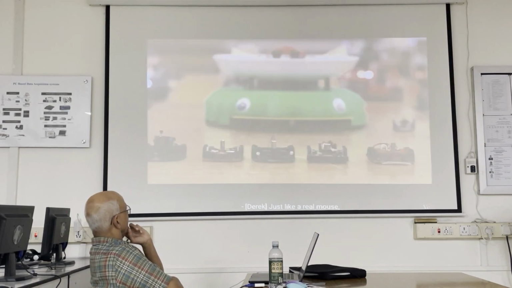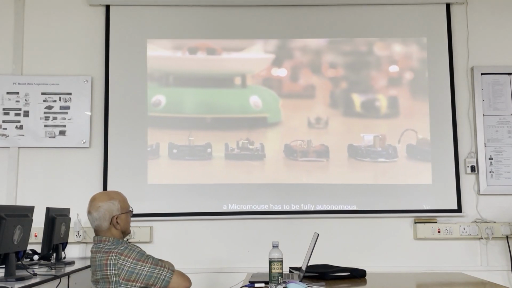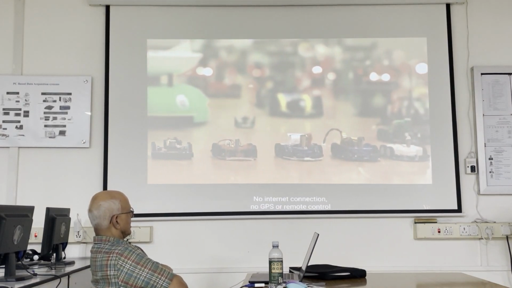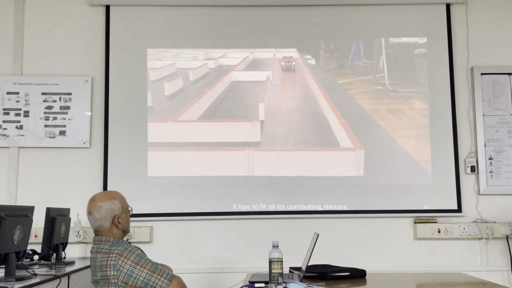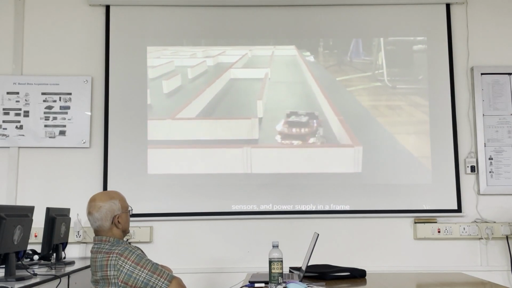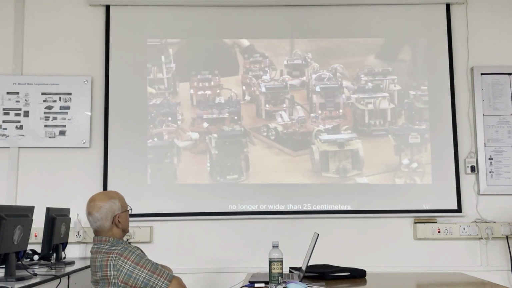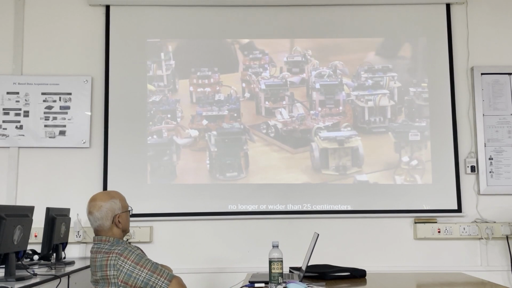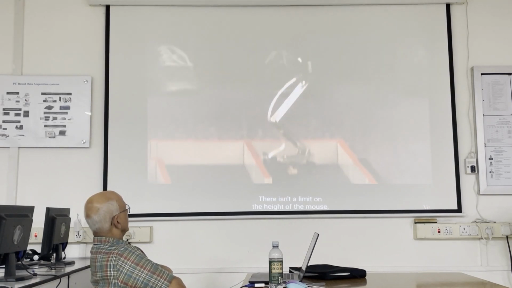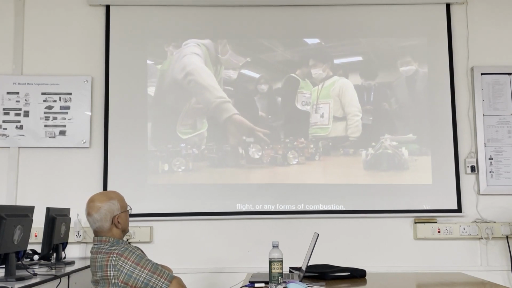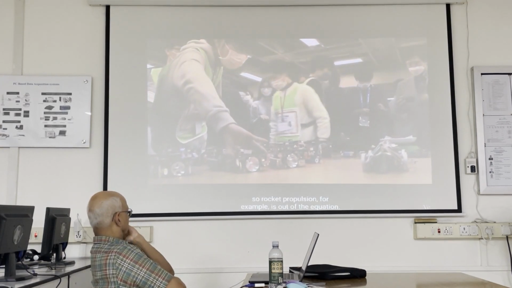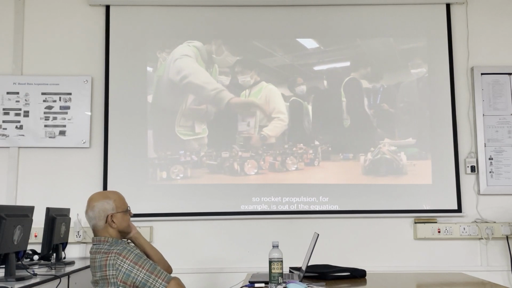Just like a real mouse, a micromouse has to be fully autonomous. No internet connection, no GPS or remote control, and no nudging it to help it get unstuck. It has to fit all its computing, motors, sensors, and power supply in a frame no longer or wider than 25 centimeters. There isn't a limit on the height of the mouse, but the rules don't allow climbing, flight, or any forms of combustion. So rocket propulsion, for example, is out of the equation.